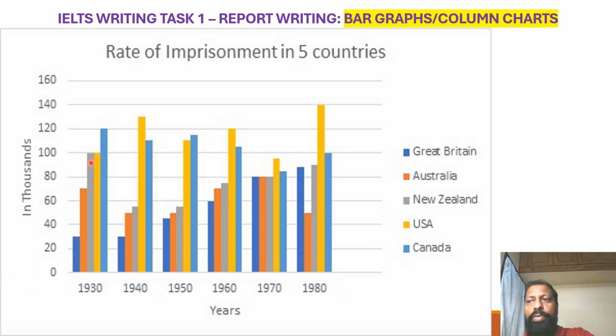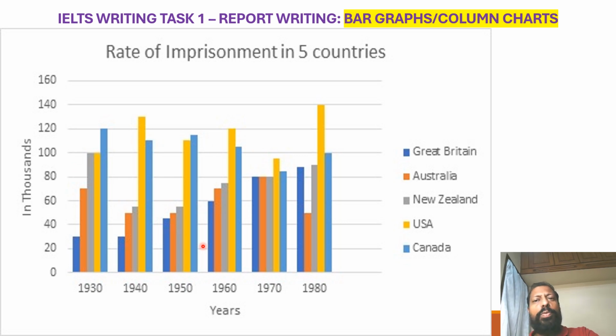Now we have got different colors, and color codes are here. There is blue referring to Great Britain, followed by orange Australia, grey New Zealand, yellow USA, and finally we have got light blue here for Canada. Now, what shall we do with this particular graph? It appears to be very complex, very complicated. Some bars, no idea where it starts and where it ends. It appears to be totally complicated.